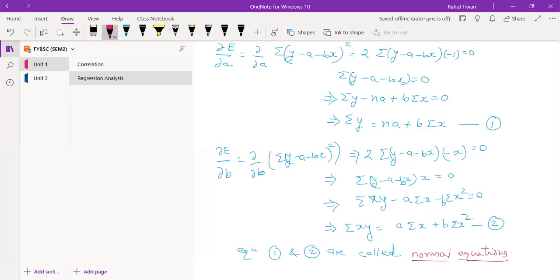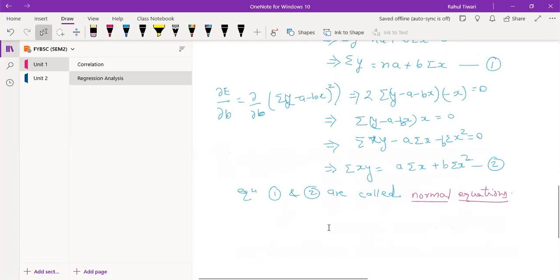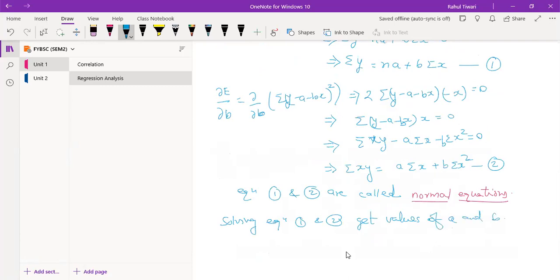Okay, and solving these equations 1 and 2, you may get the values of a and b. So solving equation 1 and 2, we get values of a and b. So if you look at equation number 1 and 2, what should I multiply in such a way that I will get the value of b?